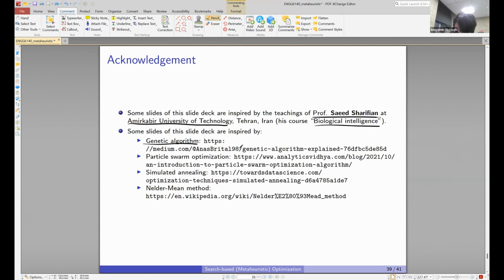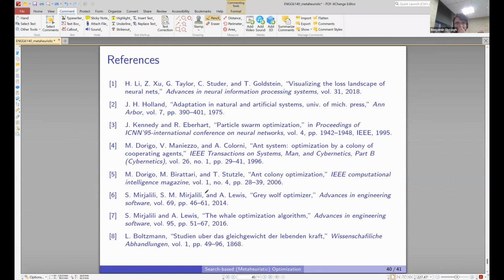For example, for genetic algorithm, these are good websites: particle swarm optimization, simulated annealing. Also, for the Nelder-Mead algorithm, its Wikipedia page is good. Some important references in this field. This paper is for visualizing the loss landscape of neural networks, published in NeurIPS in 2018. Another one is the paper of Holland in 1975, proposing genetic algorithm. This is the paper proposing particle swarm optimization in 1995.